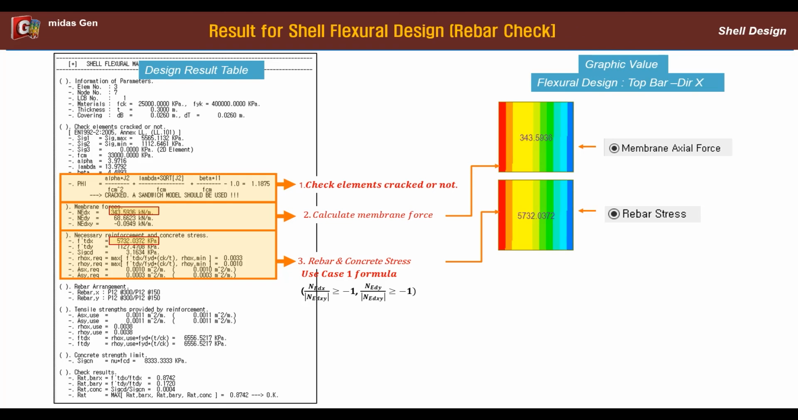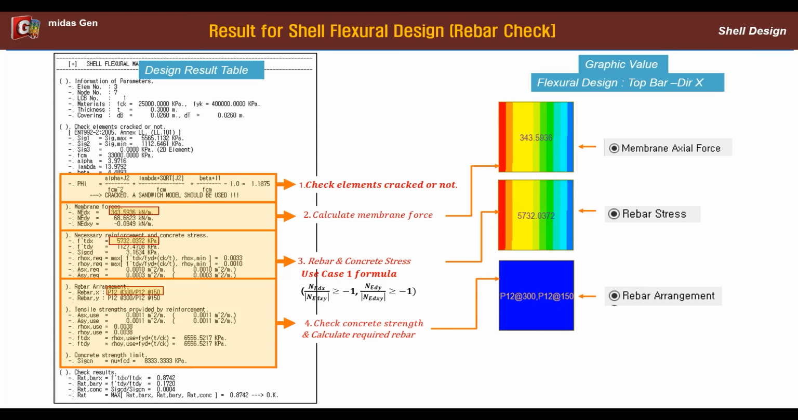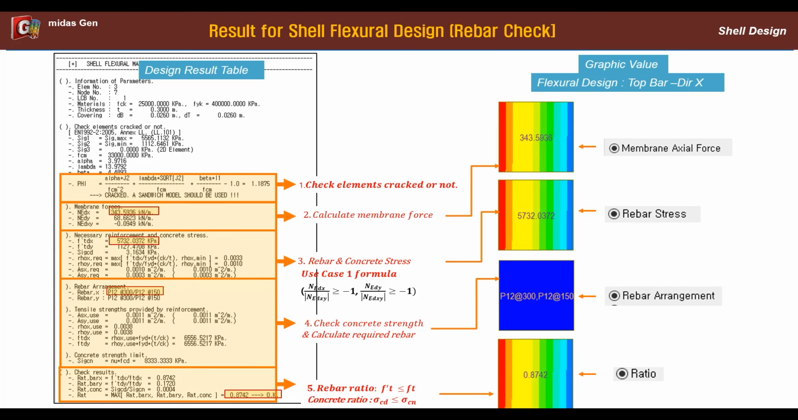Element 3 is involved in case 1 according to the value of membrane forces. Step 4. Check the concrete strength and required rebar. And in Step 5, it finally evaluates whether the flexural design secures safety for rebar and concrete. All these steps can be checked with contour for display.